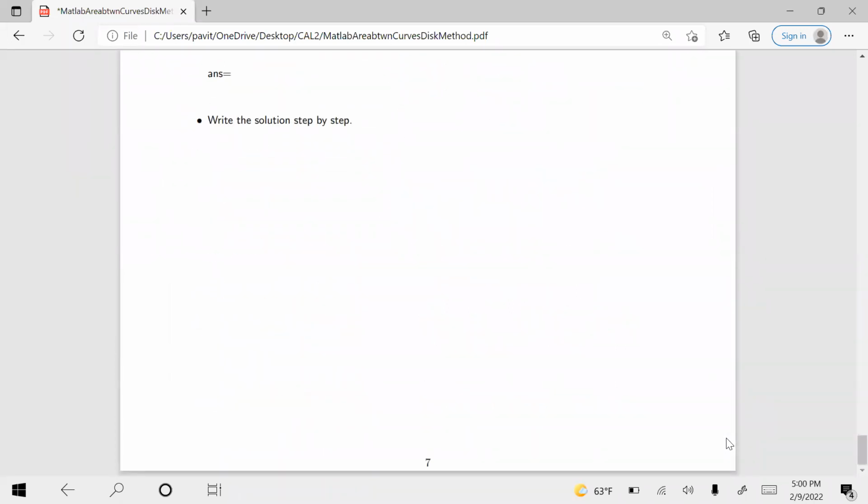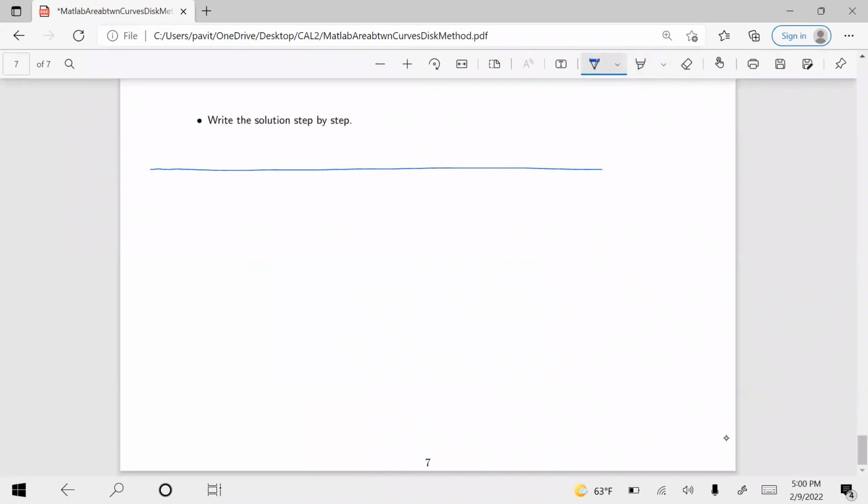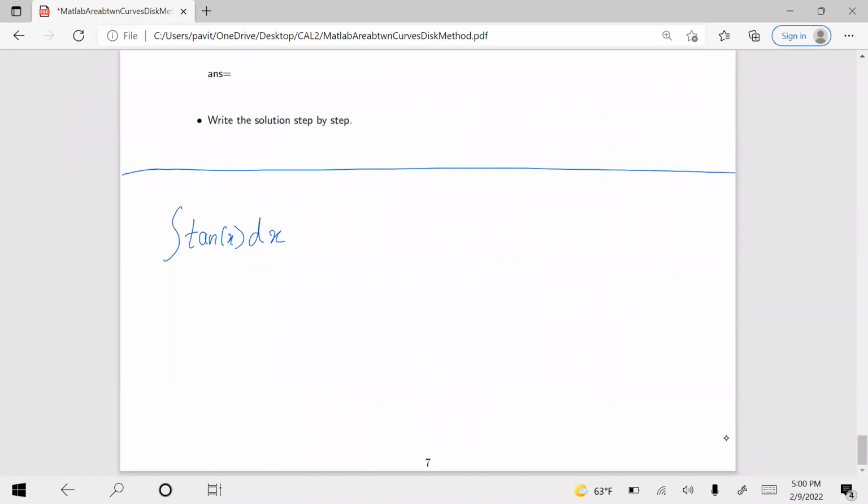So you're stuck here, integration of tan x, right? Okay. Now, we know that we don't have any standard formula for this, but we know that tan of x can be written as sine of x divided by cos of x, right? So we are going to use this here: integration of sine of x divided by cos of x dx.